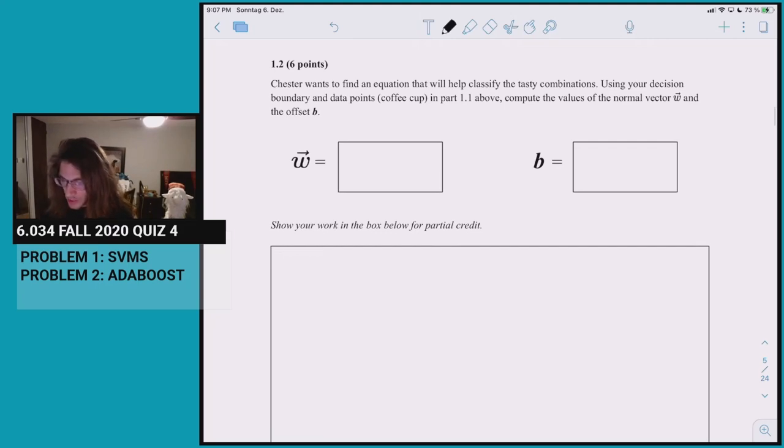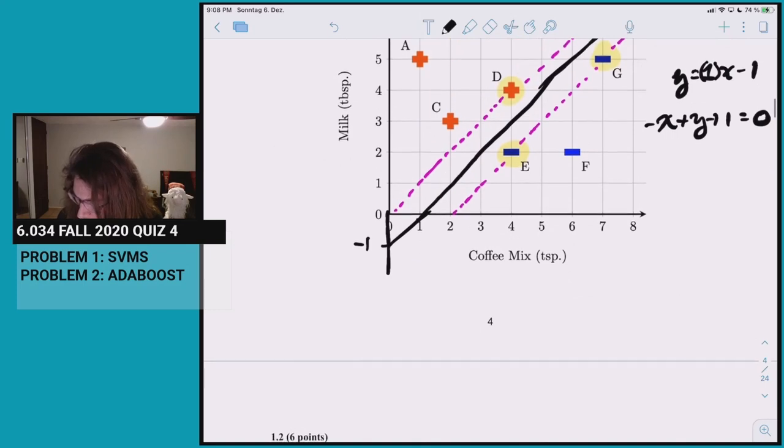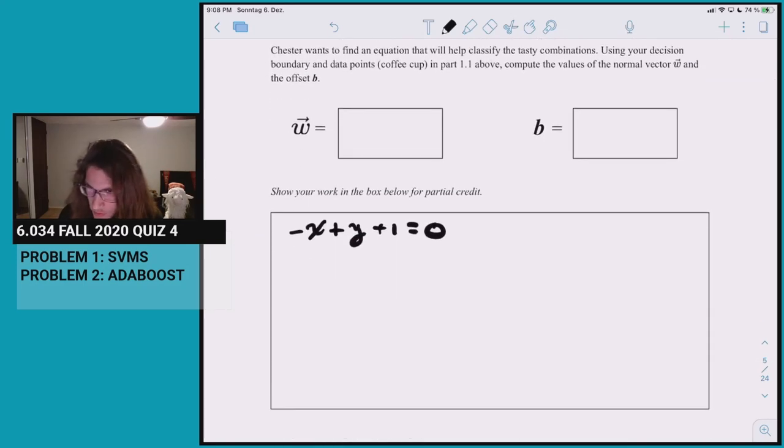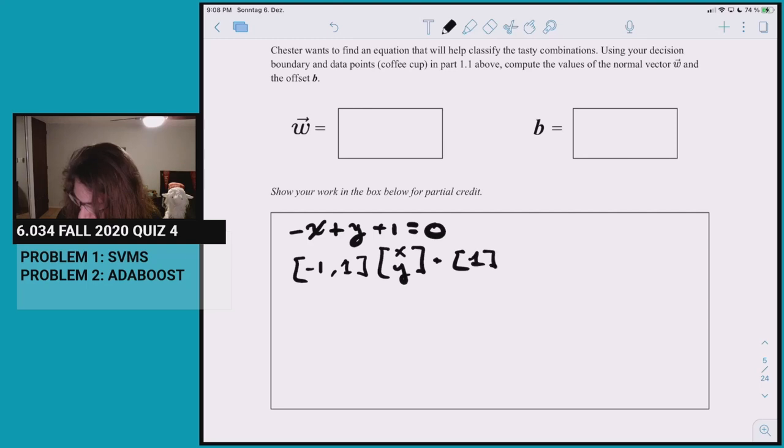Here we go, because now we have to calculate the normal vector to the decision boundary, that's w, and the offset. So I'm going to write down the equation I just wrote earlier: minus x plus y plus 1 is equal to 0. And I'm just going to write it in a form that's a little bit easier to handle, at least for the purposes of this problem. It's going to be [-1, 1] times [x, y], plus 1, equal to 0.